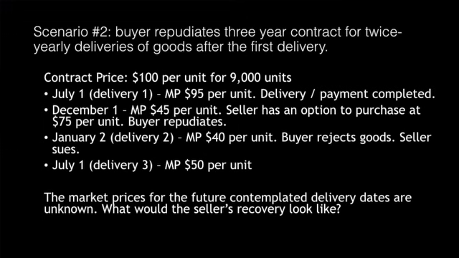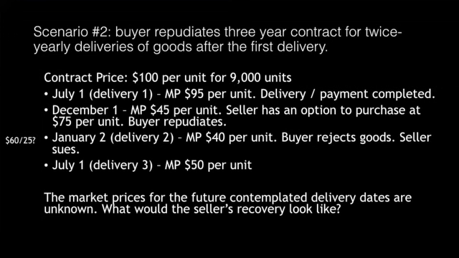The seller sued. On July 1st, the intended date of the third delivery, the market price was now at $50, but was expected to gradually recover. The seller wanted to use 2-708(1) as the basis of recovery. The buyer believes this will overcompensate the seller. Can you see why? Well, consider the goods at the second delivery date.